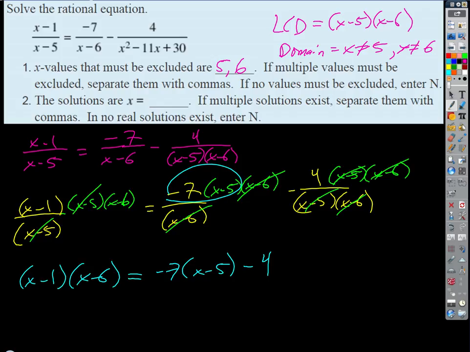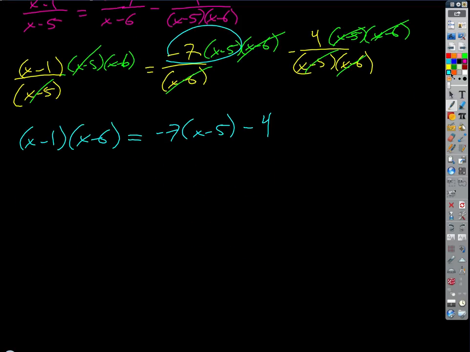The solutions are what? Well, we've got to finish that. If I FOIL this out, I'm just going to get x squared minus 7x plus 6 if I distribute the x and distribute the negative 1 and combine like terms.